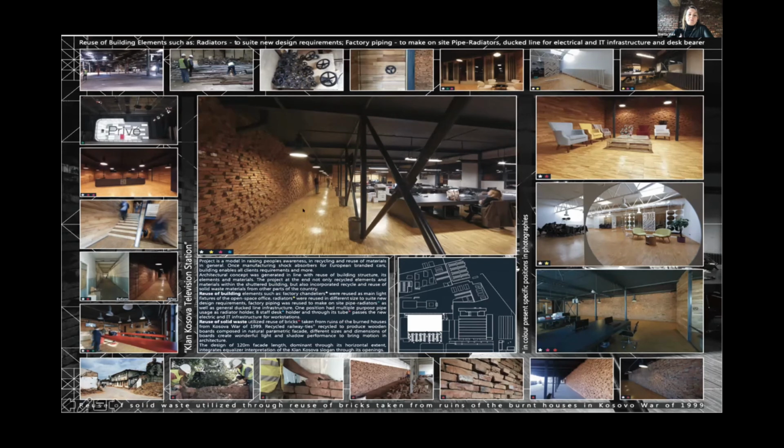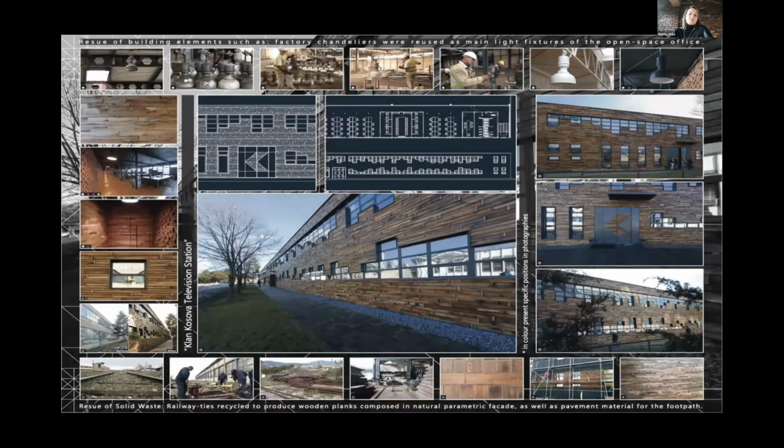The facade of the building, maybe in the next slide, has been covered with the sleepers from the railway. The sleepers from the railway were not in use anymore. They have been cleaned and redesigned, let's say, into smaller wooden plates, and the entire facade is covered with the wooden material from the railways.